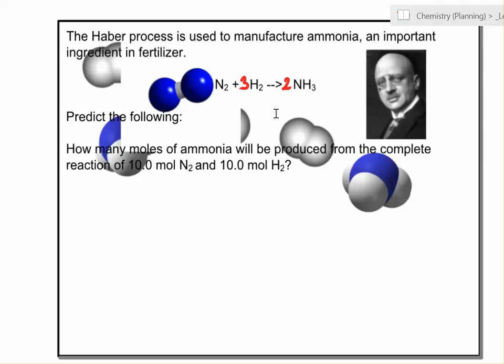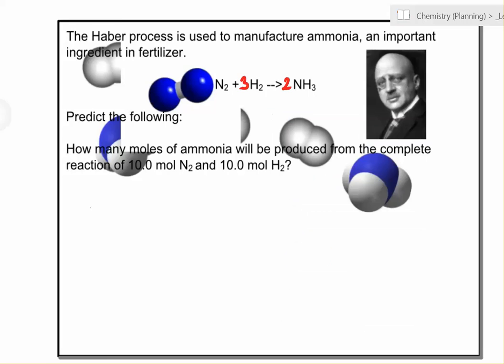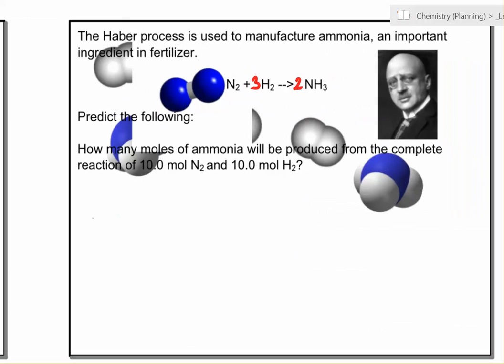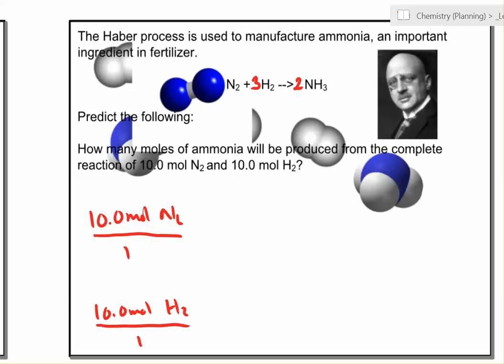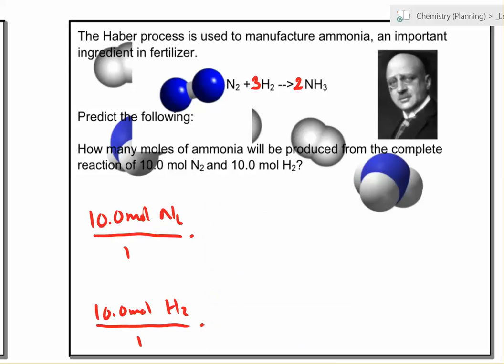So the question reads, predict the following. How many moles of ammonia will be produced from the complete reaction of 10 moles of nitrogen and 10 moles of hydrogen? What I want to do is set up 2 different reactions, or 2 different equations, and figure out how much product 10 moles of nitrogen would be able to make, and how much product 10 moles of hydrogen would be able to make. I'm going to consider them individually, and then see which one produces less, as that will be my limiting reactant.